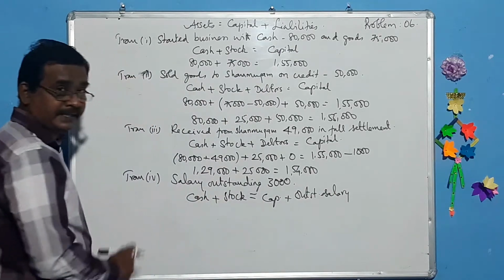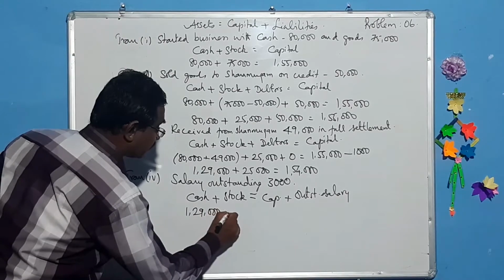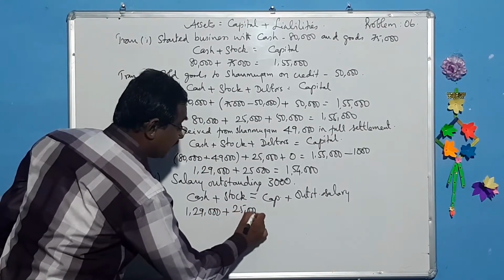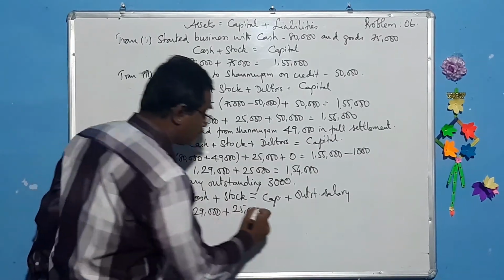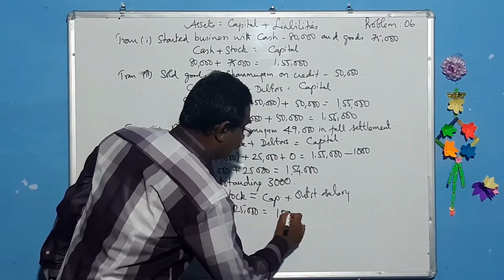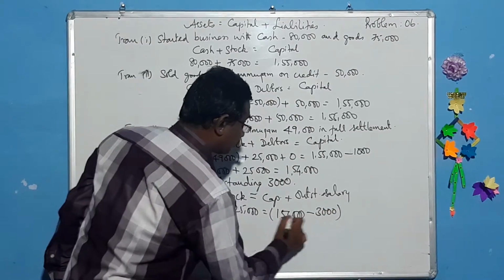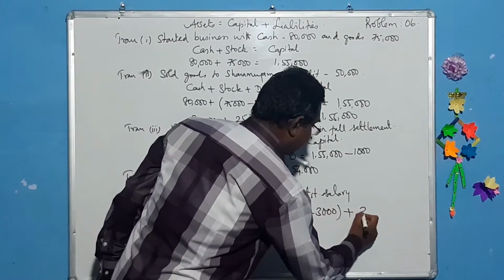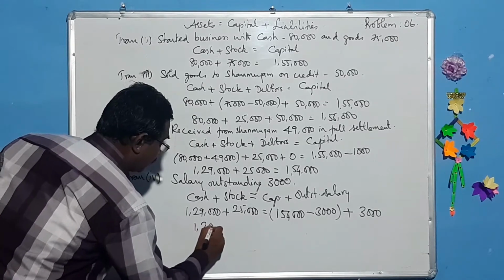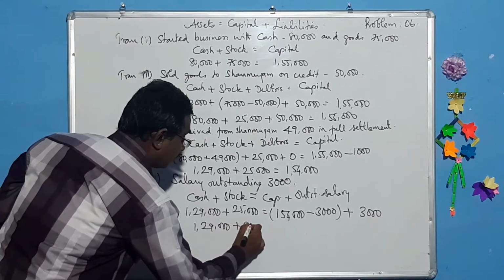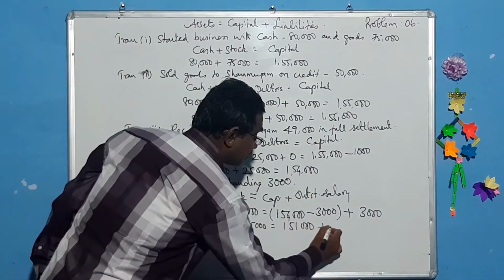Now, let us go for writing the amount. Cash, there is no change in cash, 1,29,000. Stock, there is no change. Capital, there will be a change because it is an expense that should be subtracted. From 1,54,000, we have to subtract 3,000, plus outstanding salary, that becomes 3,000. Now, let us write the final amount. Cash 1,29,000. Stock 25,000 is equal to 1,51,000 plus 3,000.